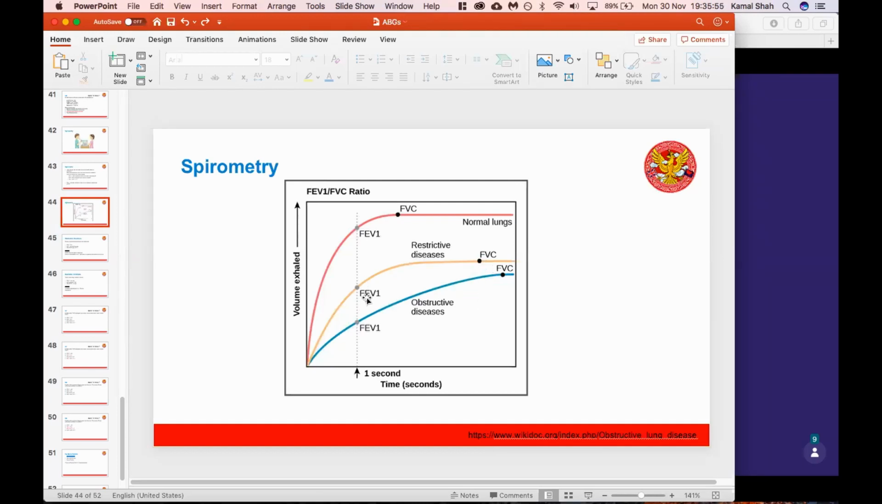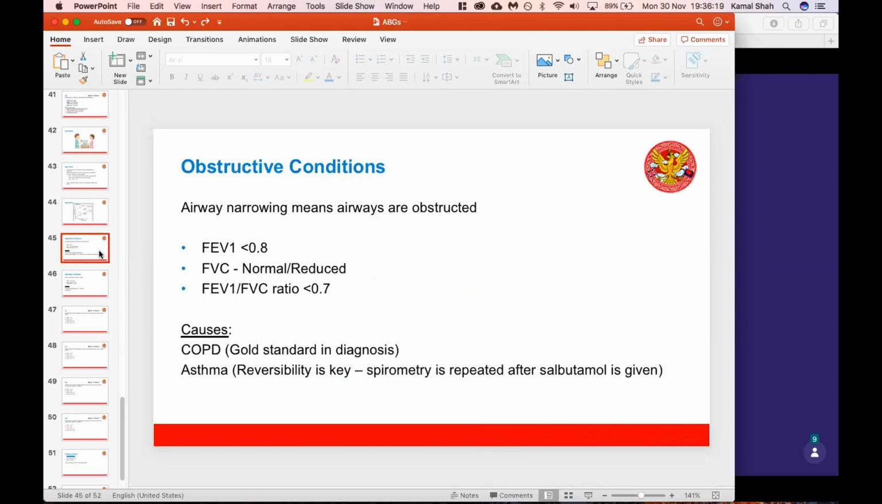Your ratio of FEV1 to FVC in restrictive diseases will be almost normal, whereas in obstructive diseases patients find it very difficult to exhale. That's why it takes a long time to exhale all of this air. It takes a really long time to go from your FEV1 to your FVC, because your FEV1 is really reduced. In obstructive conditions we've got airway narrowing because of chronic inflammation.